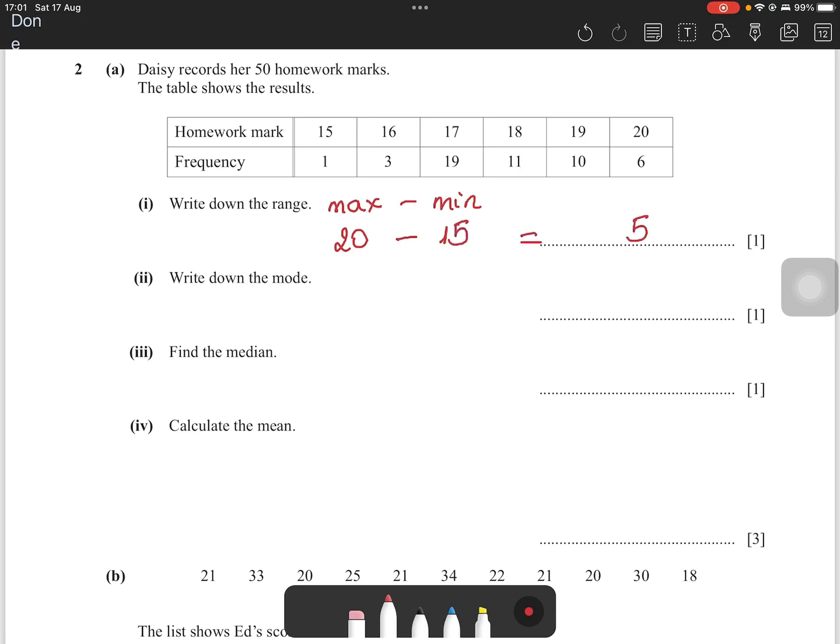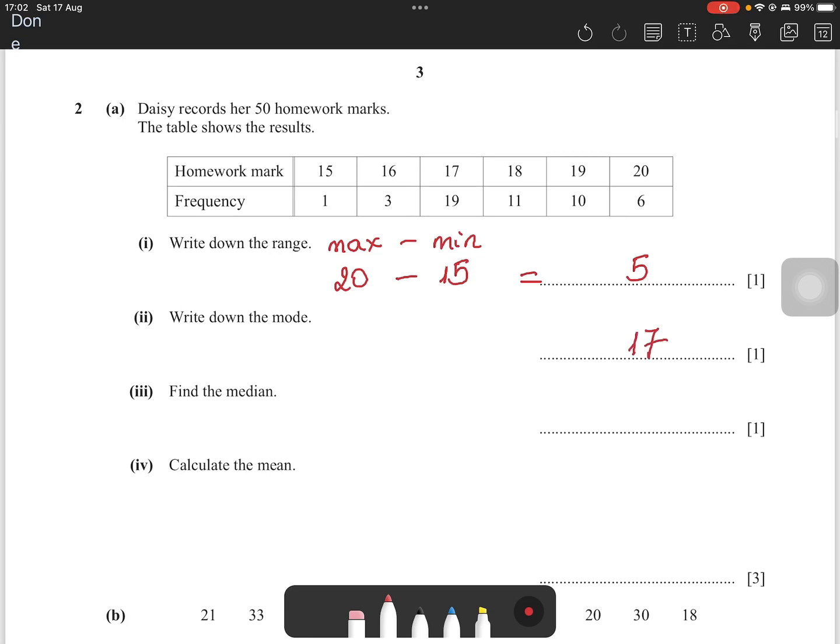Second question, write down the mode. In this case, we see that the number 17 has the highest frequency. So 17 is the mode. Number 3, find the median.